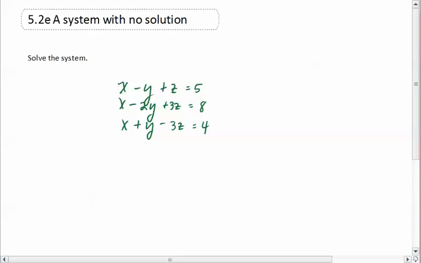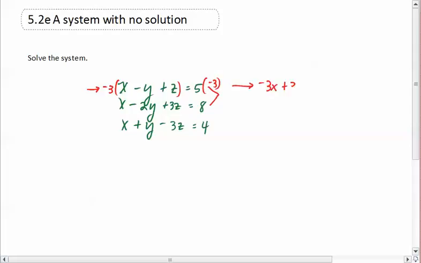Now we're going to take a look at a system of equations in three variables with no solution. Of course, you wouldn't know this necessarily before you started working the problem, so we're going to continue to do the steps that we know to do. I'm going to put these two equations together by multiplying this equation by -3.